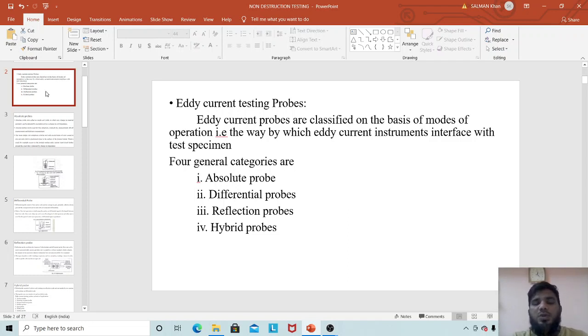how the eddy currents are going to flow, or how the amount of flux is going to change when eddy current is generated. So these testing probes are generally like a pen, of different types. Generally I'm saying it's a type of pen. Eddy current probes are classified based upon four basic categories, which are the general categories of how they perform. First is absolute probe, next is differential probe, reflection probe, and hybrid probe.